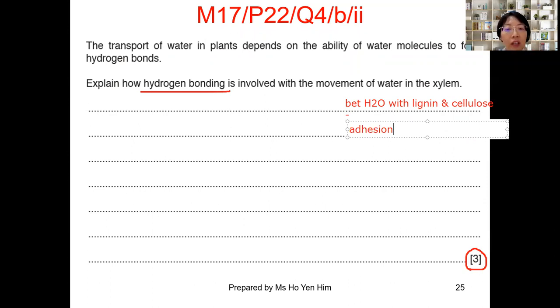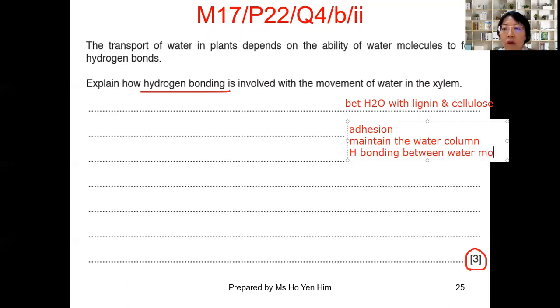Okay, so there's an adhesion due to hydrogen bonds between water and the lignin and cellulose at the wall. Right? So this one will maintain the water column inside the xylem vessel. That means you make sure that the water column remains inside the xylem vessel. It will not fall off. It will not fall down. Okay, so this is very important. Very good.